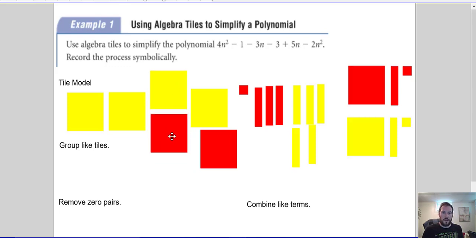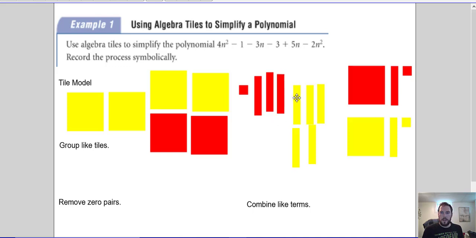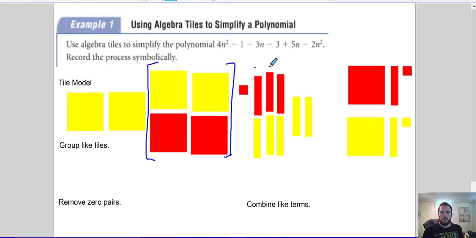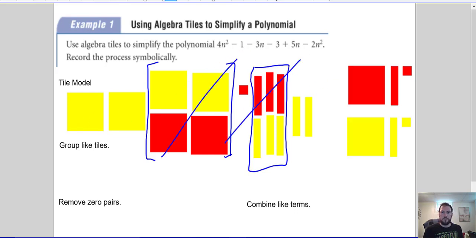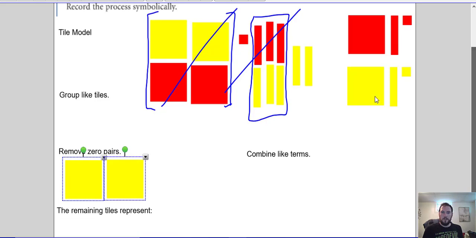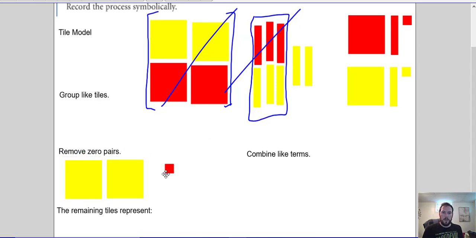We see that we have a positive and a negative n squared, a positive and a negative n squared, 1, 2, 3 negative n's, and 1, 2, 3 positive n's. So when I group like terms, when I want to actually get these things together, I'm looking for those zero pairs. So here's one of my zero pairs, and here's my other zero pair of tiles. And every zero pair turns into zero, so this one goes away and this one goes away. So what am I left with? I'm left with these two x squareds, I'm left with my negative 1, and I'm left with these two positive x's.